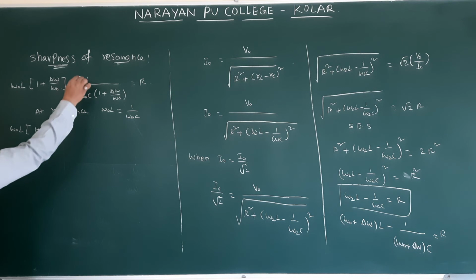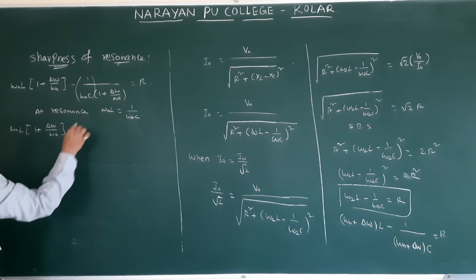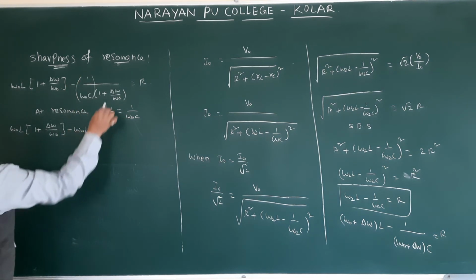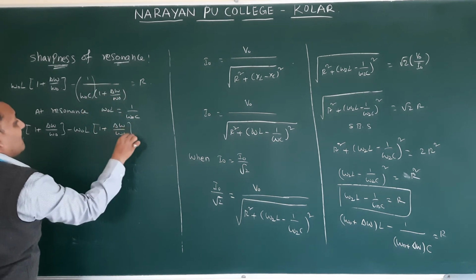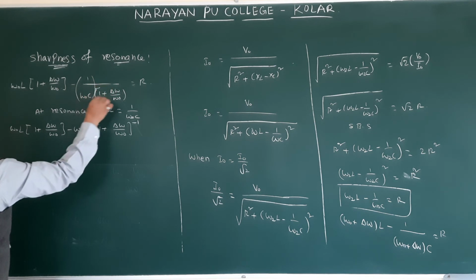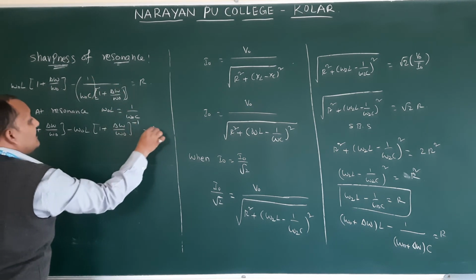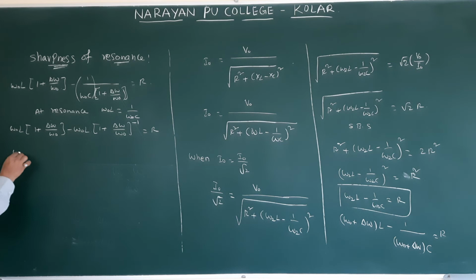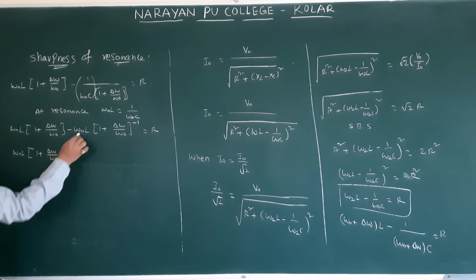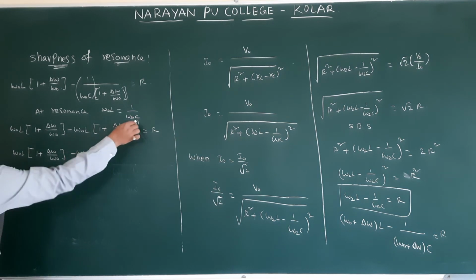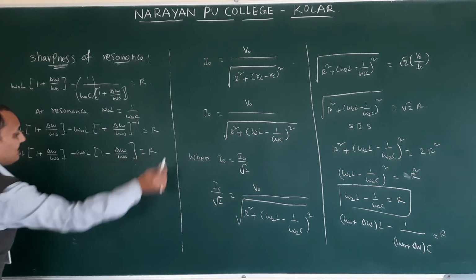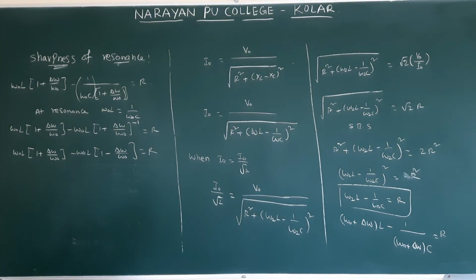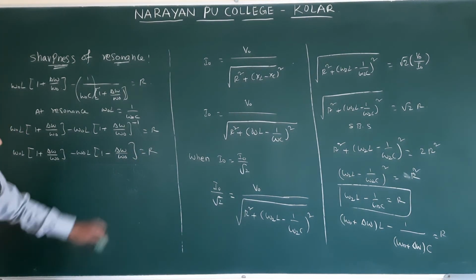So 1 plus delta omega by omega naught minus, in place of this, what I am writing, omega naught. This one I am going to put in the numerator: (1 plus delta omega by omega naught) whole power minus 1. This total term goes to the numerator and is equal to R. So omega naught into (1 plus delta omega by omega naught) minus (1 plus delta omega by omega naught) inverse is equal to R, isn't it?